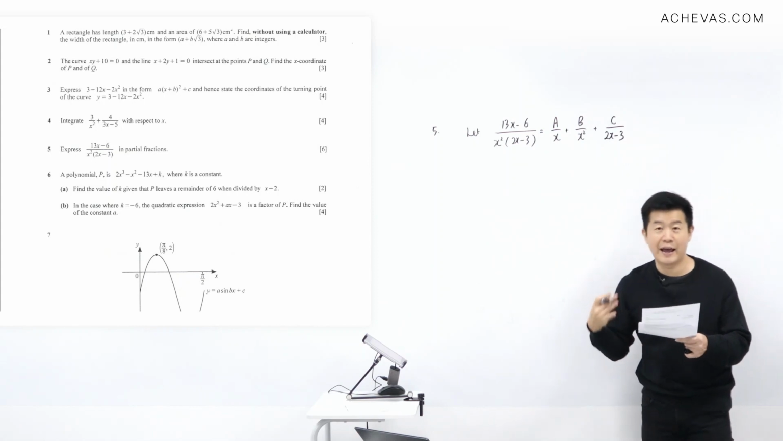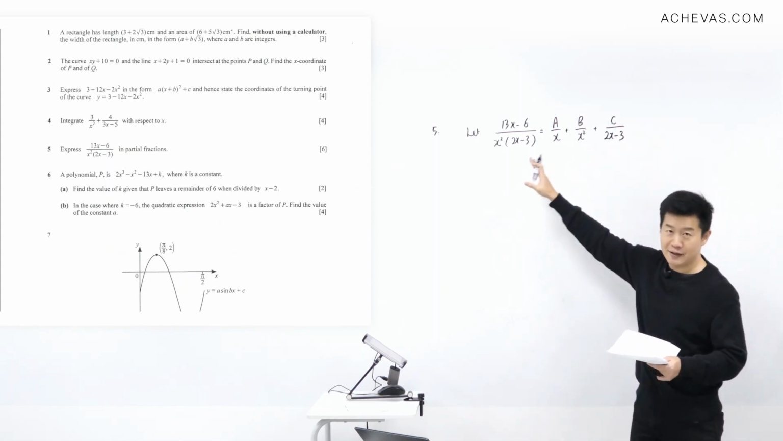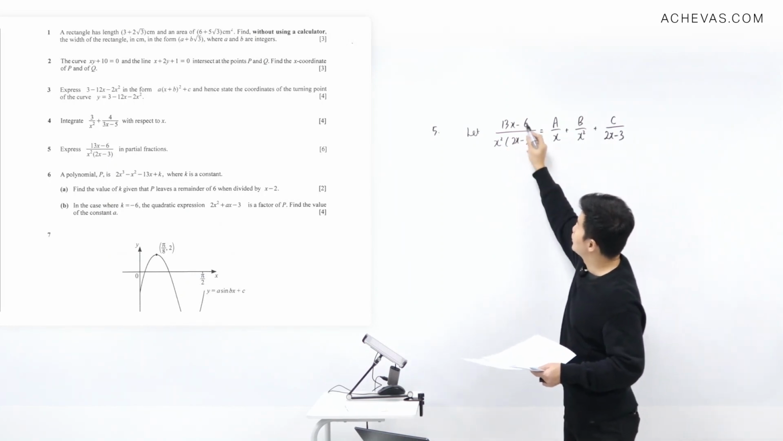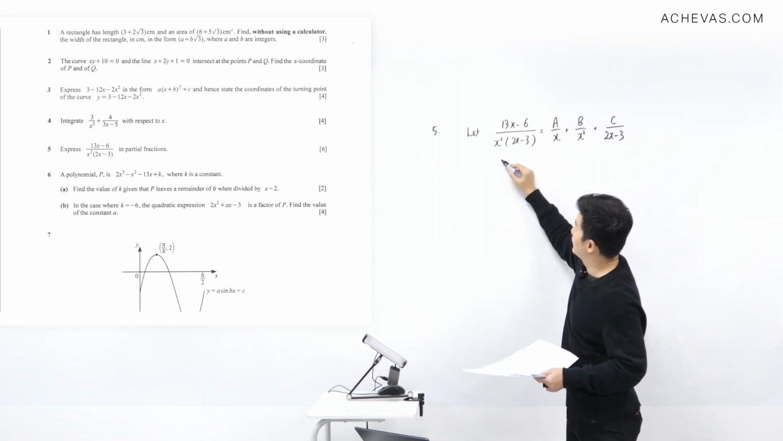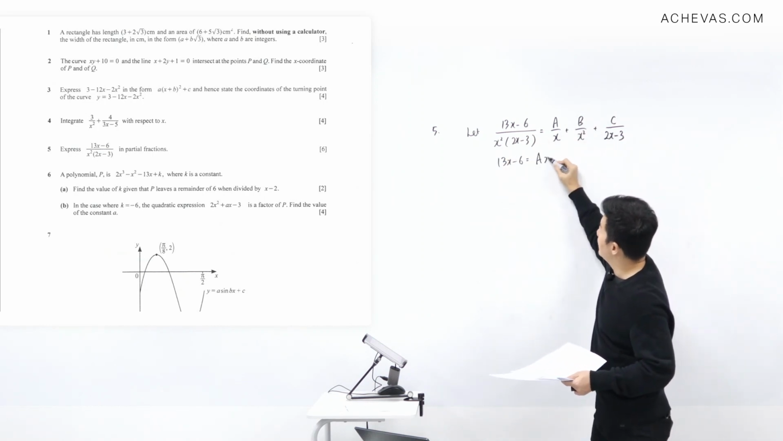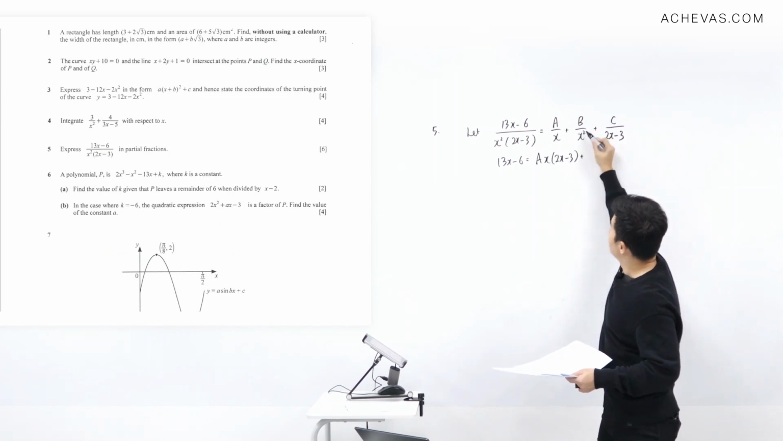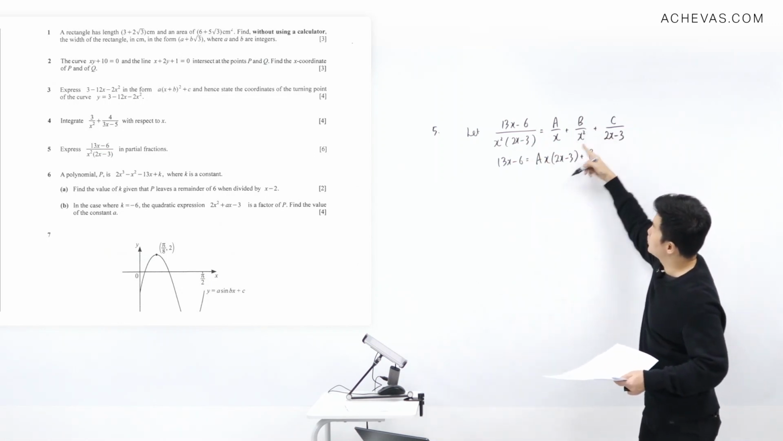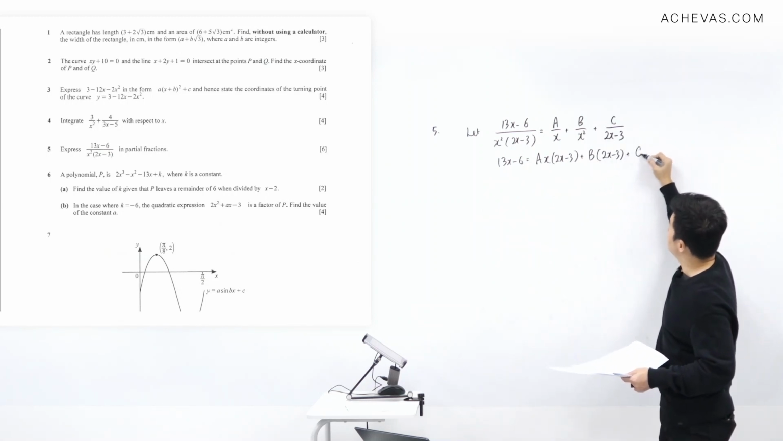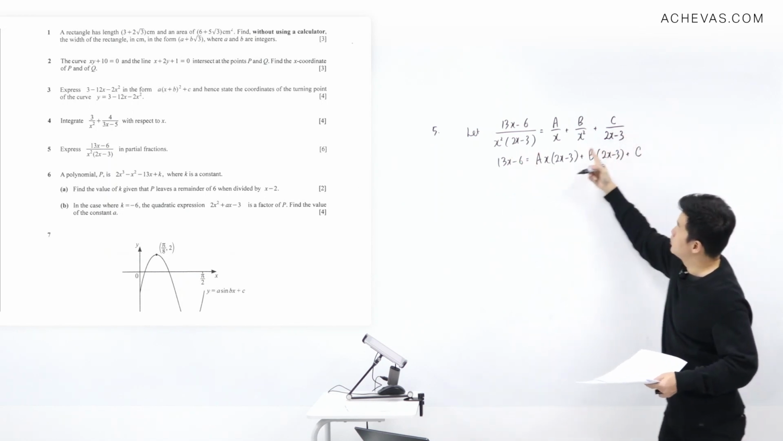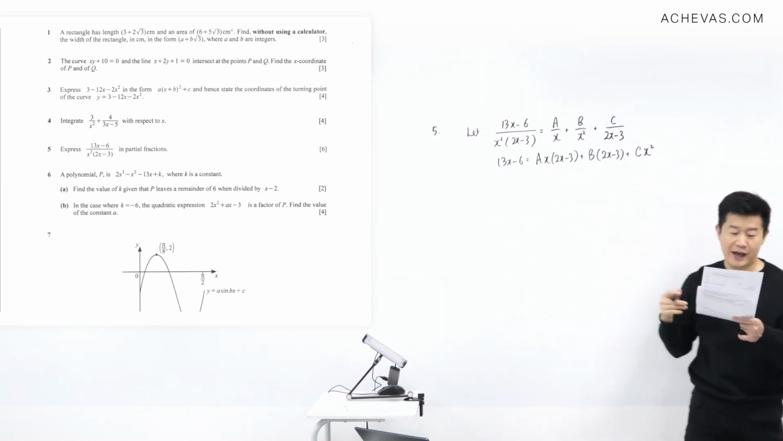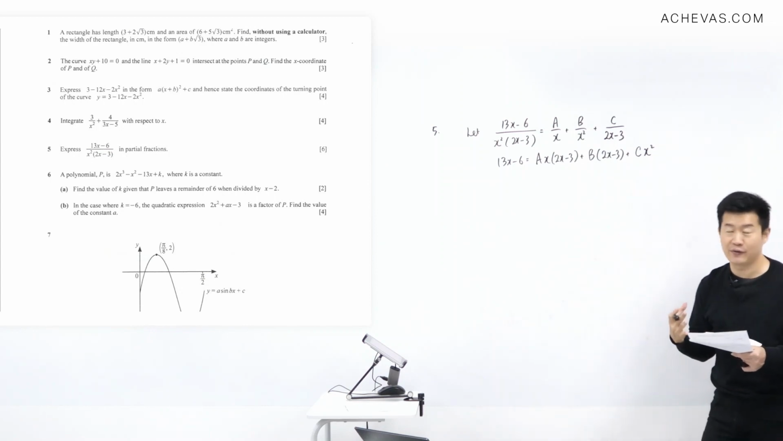So we're going to try to solve for a, b, c. I'm going to multiply this equation throughout by x squared multiplied by 2x minus 3. When I multiply by the denominator, I'm going to get 13x minus 6 is equal to ax(2x minus 3), plus b times (2x minus 3), since the x squared cancels, plus c times x squared, since the 2x minus 3 cancels. Let's try to solve for a, b, c by substituting convenient values of x into this equation.